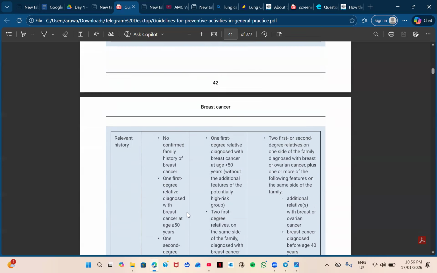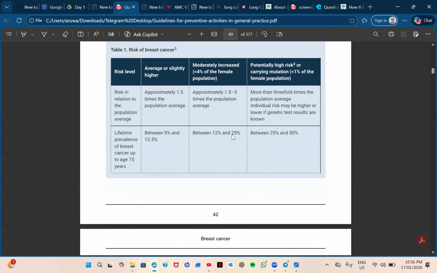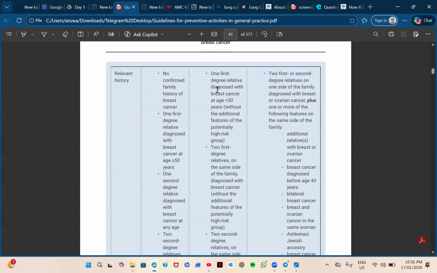Okay, yeah, so those are the average risk. So who are the moderate risk? Moderate risk people are: one first degree relative diagnosed with breast cancer at age less than 50 years, without the additional features of the potentially high risk group. We'll discuss that. For now, remember, the patient is less than 50 years.